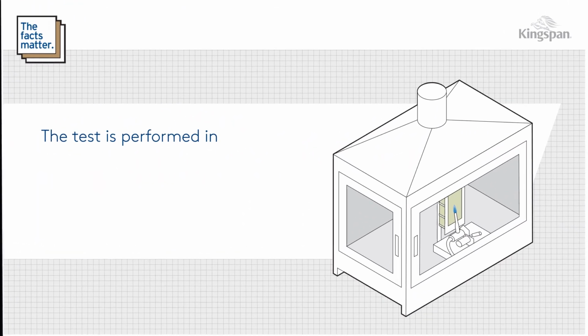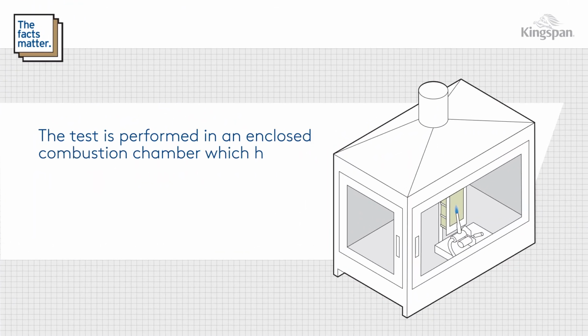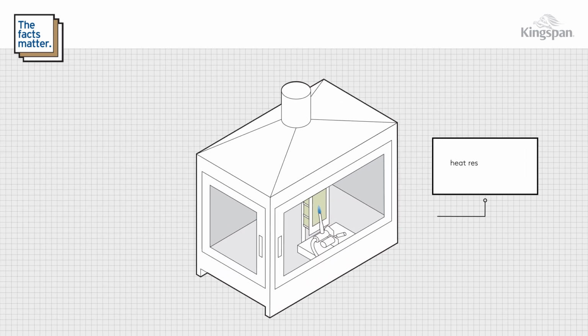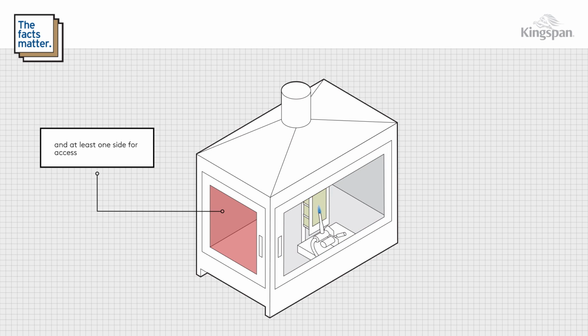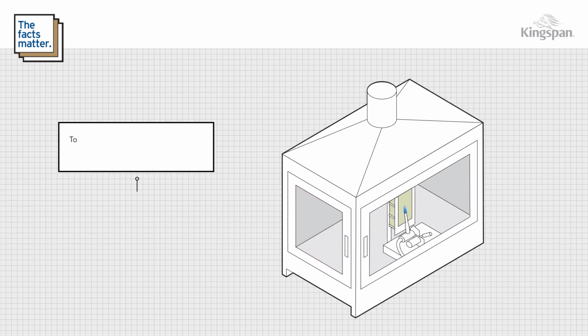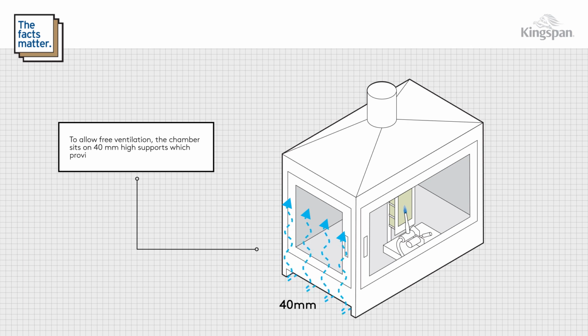The test is performed in an enclosed combustion chamber which has heat-resistant glass doors on its front and at least one side for access and observation. To allow free ventilation, the chamber sits on 40mm high supports which provide an air gap on the lateral side.